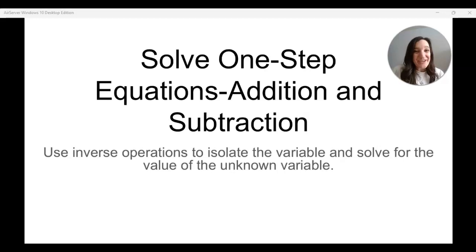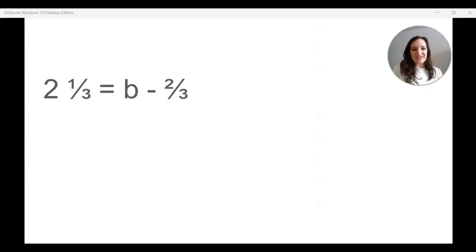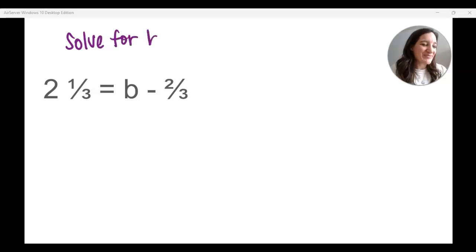So what you've worked on today is using inverse operations to isolate the variable, get the variable by itself, and then solve to find the unknown value of the variable. Okay, so here's what I'm going to have you do on your own. What's the unknown variable? I didn't even give you instructions. Solve for b. What is the value of b?